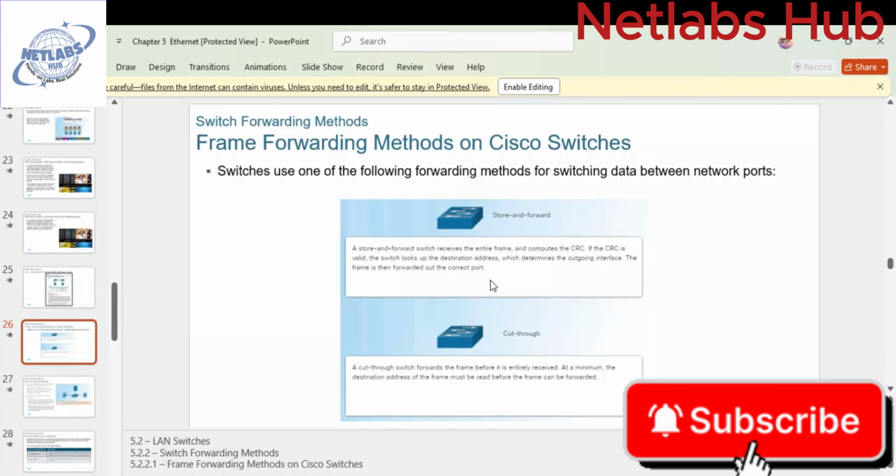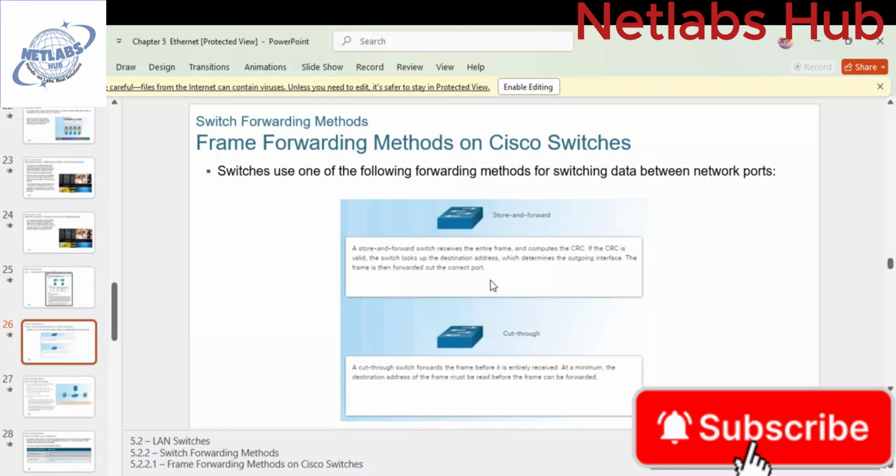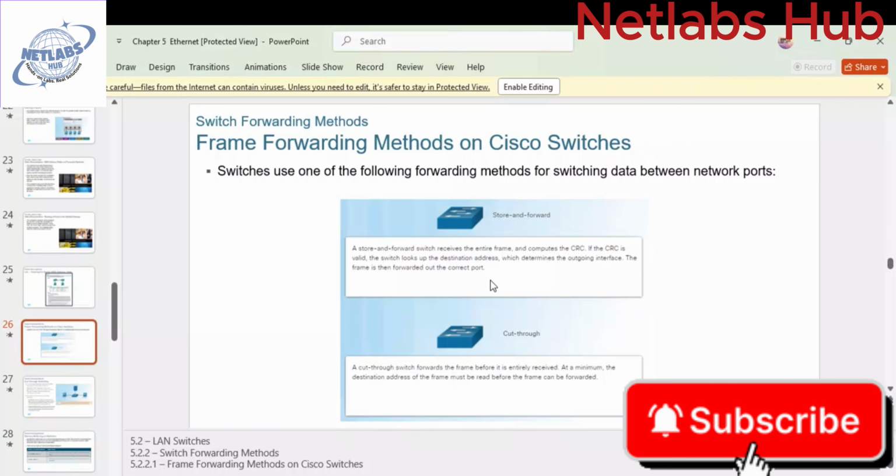In summary, we've got two methods. We've got store and forward, and we've got cut through. These are two techniques that a switch uses to forward frames. The first technique, store and forward.